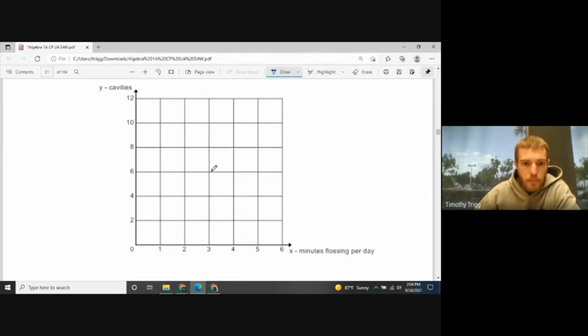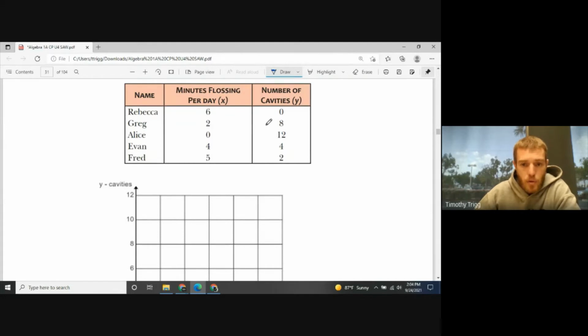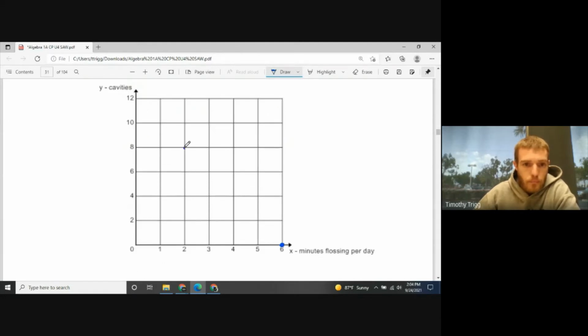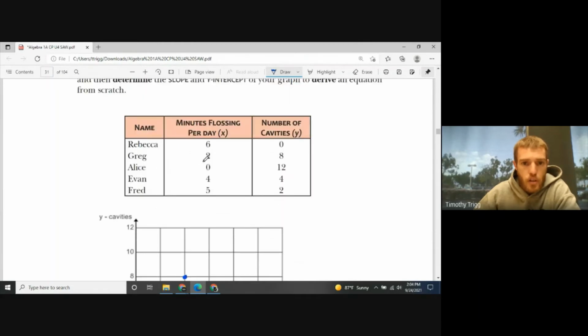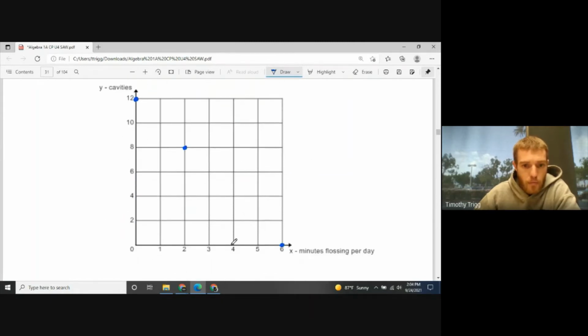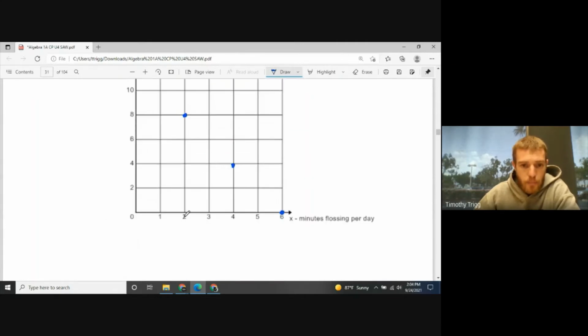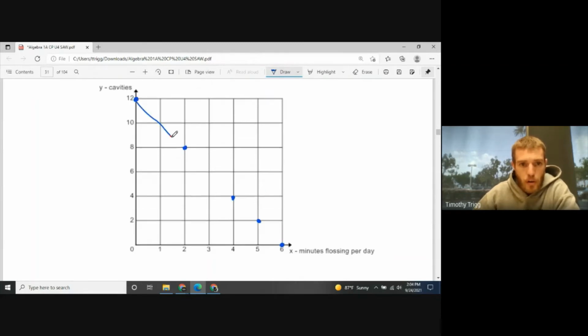Okay, so let's go ahead and graph these points. So 6, 0, and so that's going to be 6 on the x, 0 on the y. So that's right here. Remember, the x-axis is the horizontal. The y-axis is vertical. 2, 8. And again, all these points should line up. 0, 12. Right here. 4, 4. And 5, 2. And you know you did it correct if all your points are forming a straight line, which they are. So that's great.